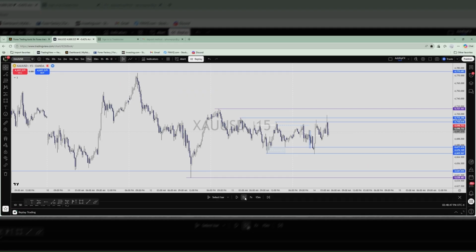Did it take that today? I don't even know. So if you was holding this to this area right here, you'd have got stopped out at break even. Hopefully you move your stop, and end up taking this liquidity again.